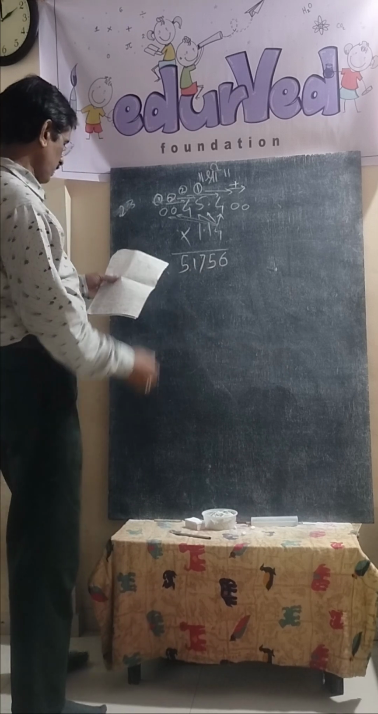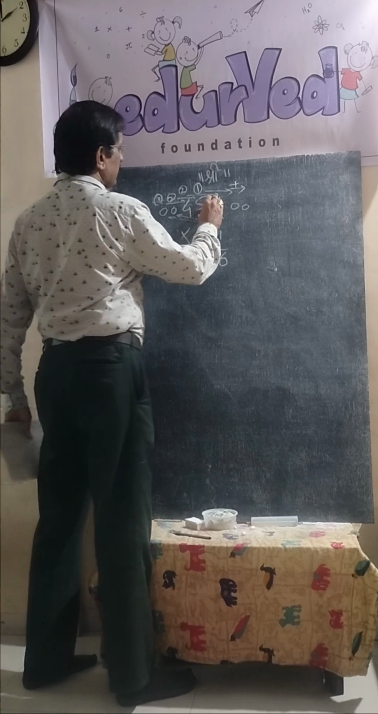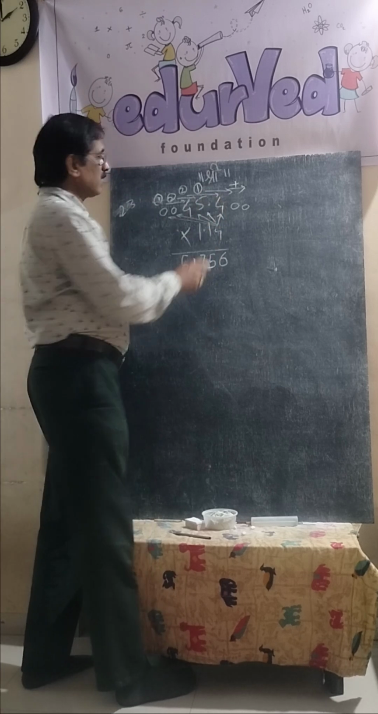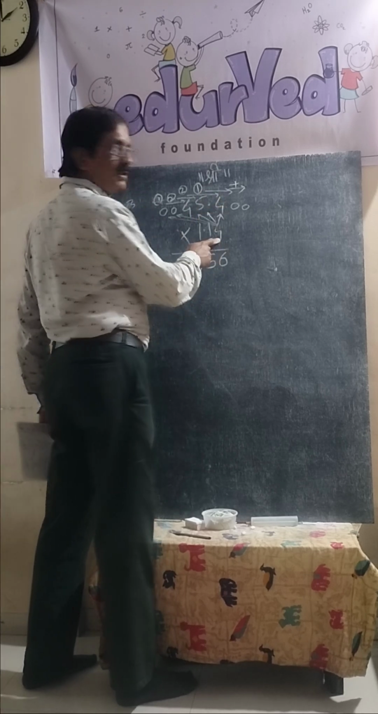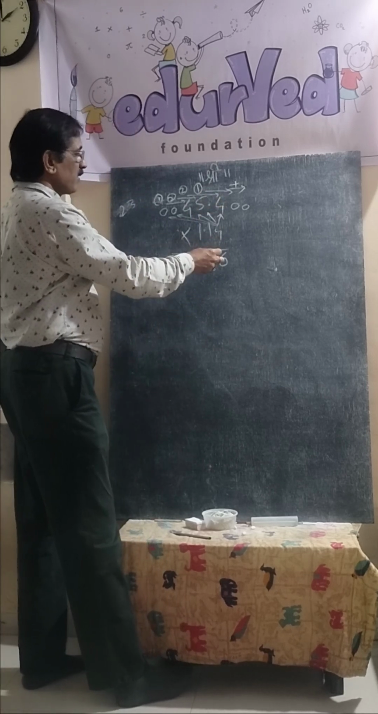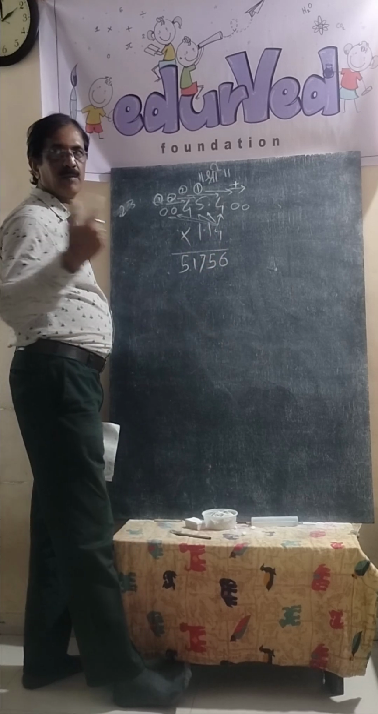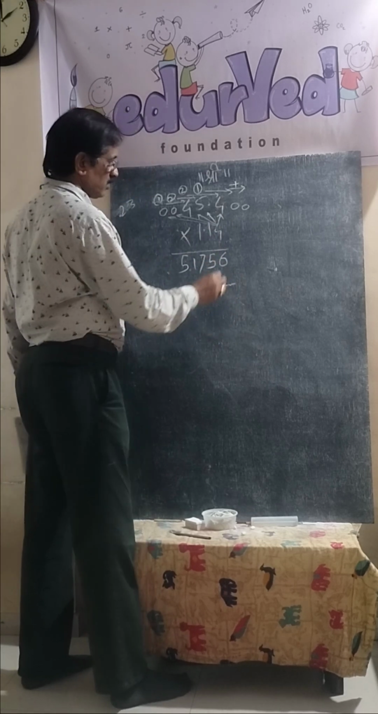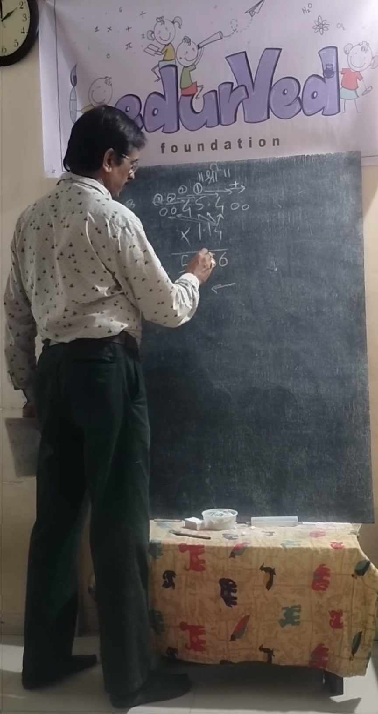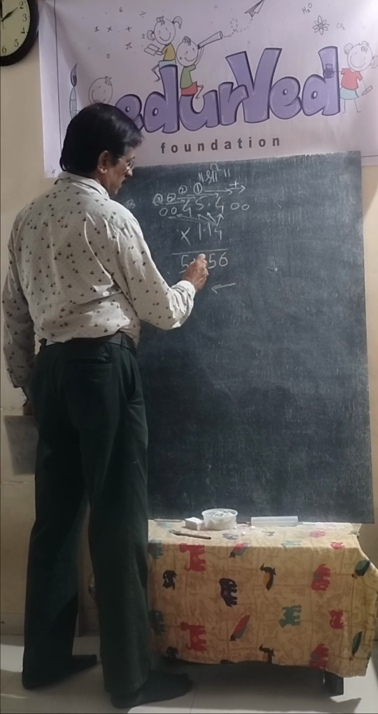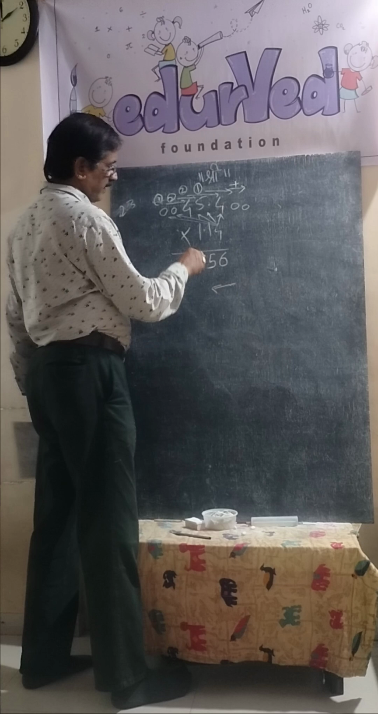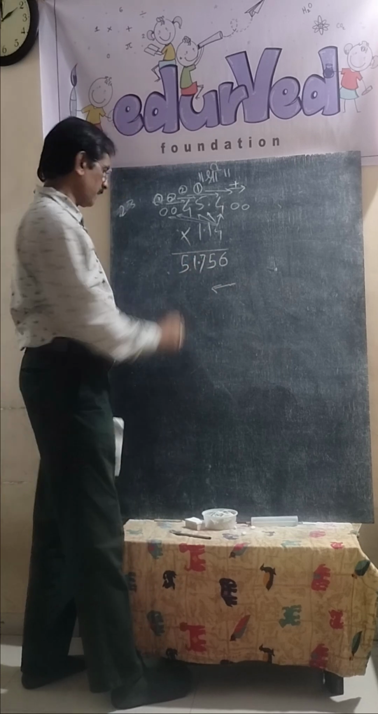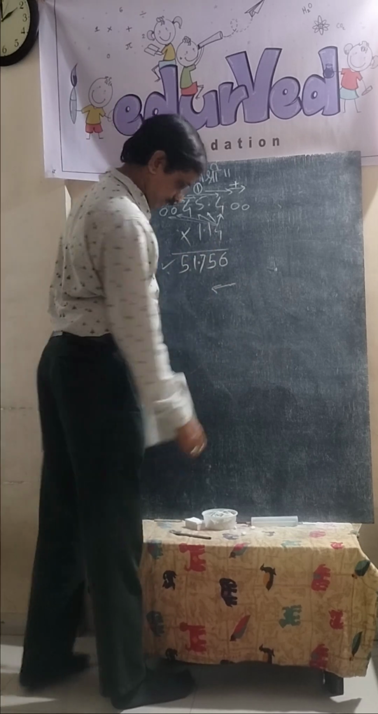Now what do we have to do? We have to consider the decimal signs. Here it is after 1 digit, here it is after 2 digits. So in the answer the decimal sign will be after 3 digits from the units place. So count 1, 2, 3. The decimal sign will be after that: 51.756. This is the final answer.